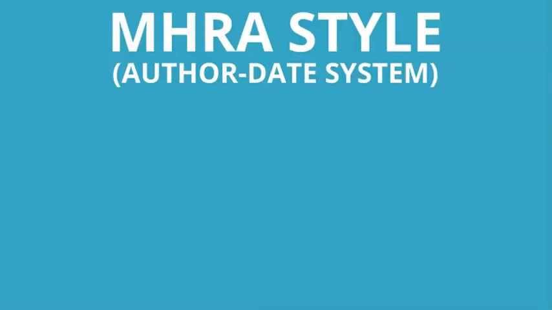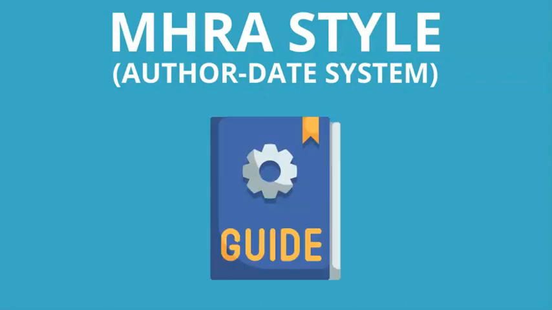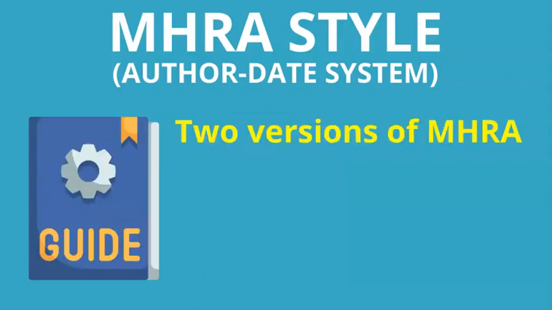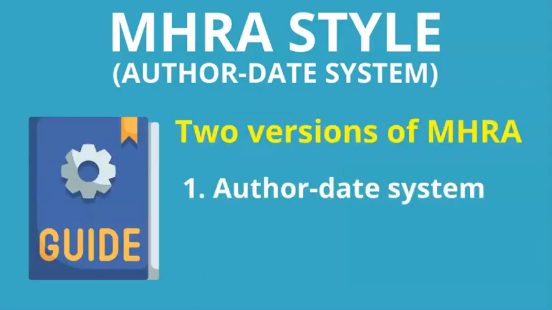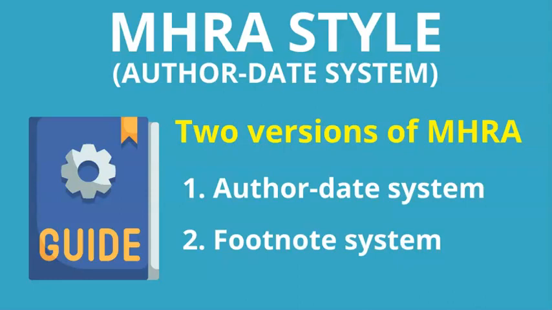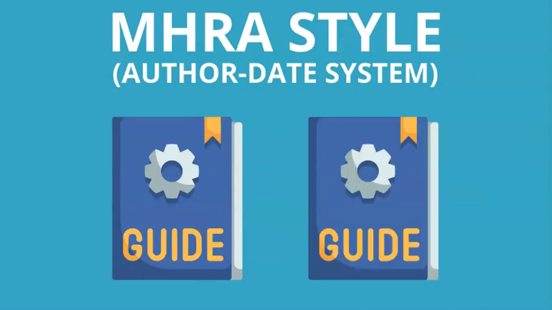If you've been asked to cite and reference your sources in MHRA style using the author-date system, here's how to do it. Step 1 is to find your style guide. A style guide will tell you exactly what your in-text citations and the references in your bibliography need to look like in MHRA style. Because there are two versions of MHRA, one is the author-date system and the other one uses footnotes, I'm going to suggest you consult two different style guides to get this right.